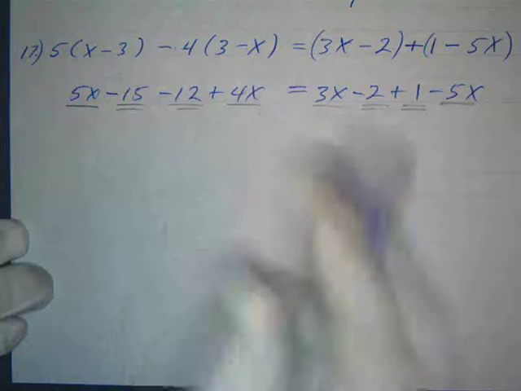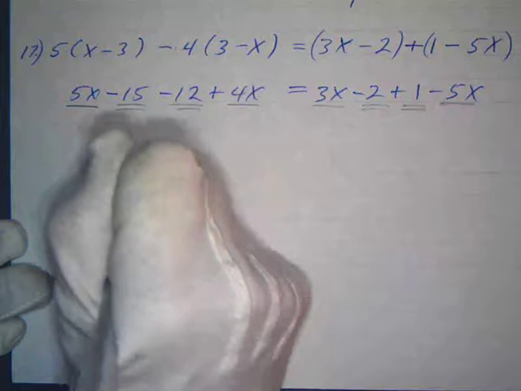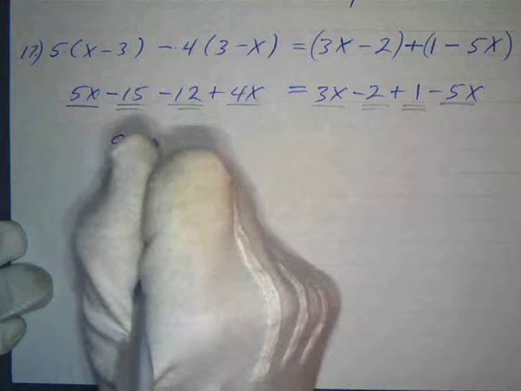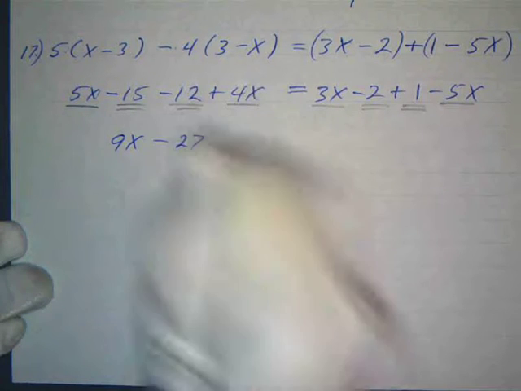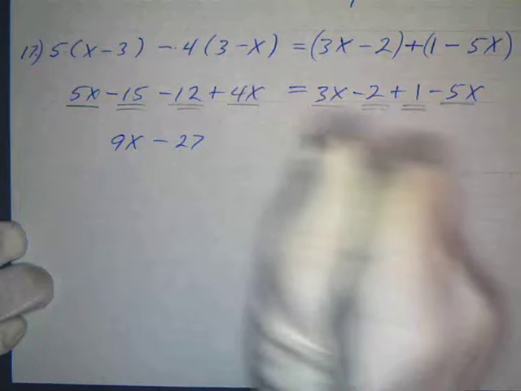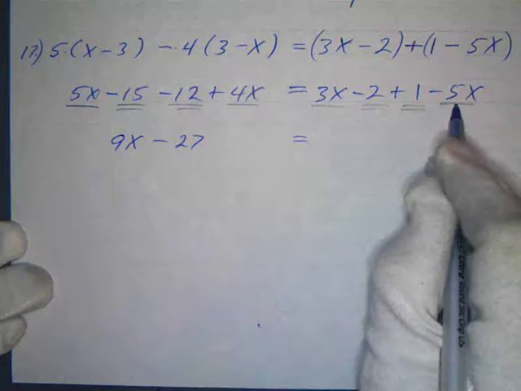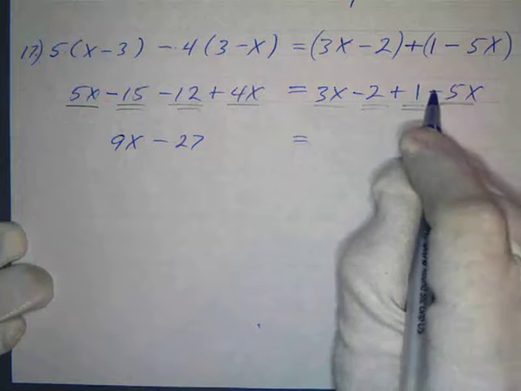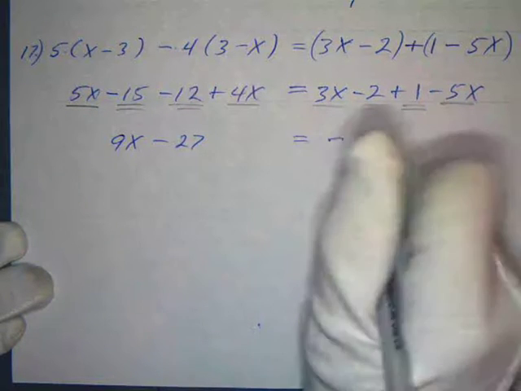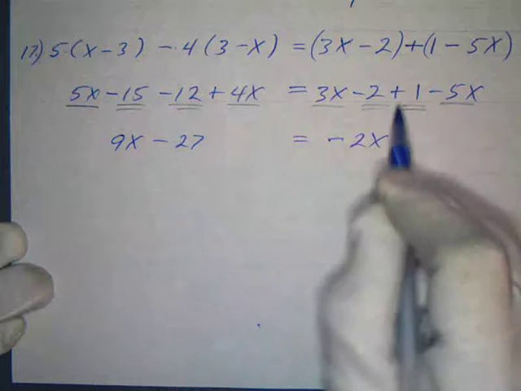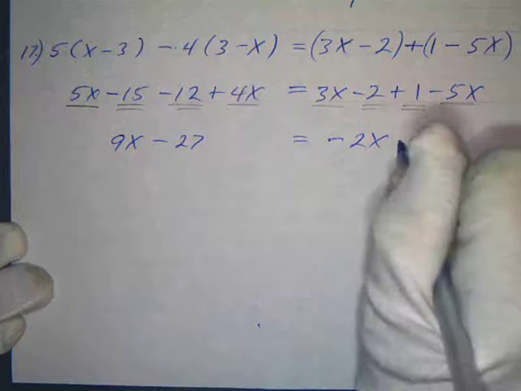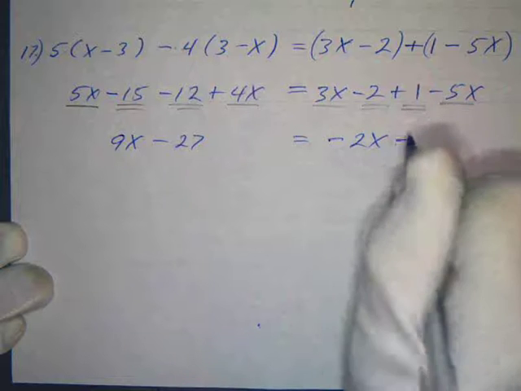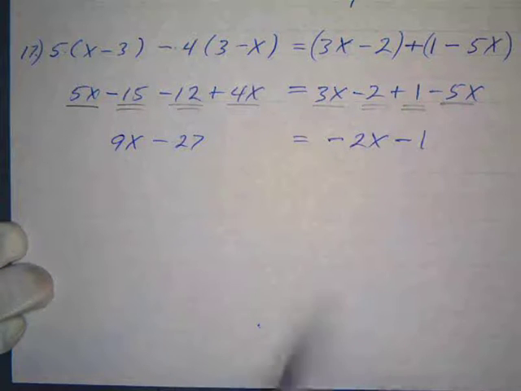So I'll do my x's first. 5x plus 4x, that's just 9x. And the negative 15 and a negative 12 is a negative 27. And that equals, and a negative 5x plus 3x, well, the signs are different. The sign of the larger is negative, so I take the sign of the larger and the difference, negative 2x. And a negative 2 plus 1, remember the signs are different, so I take the sign of the larger, which is negative, and the difference between 2 and 1 is 1, so negative 1.